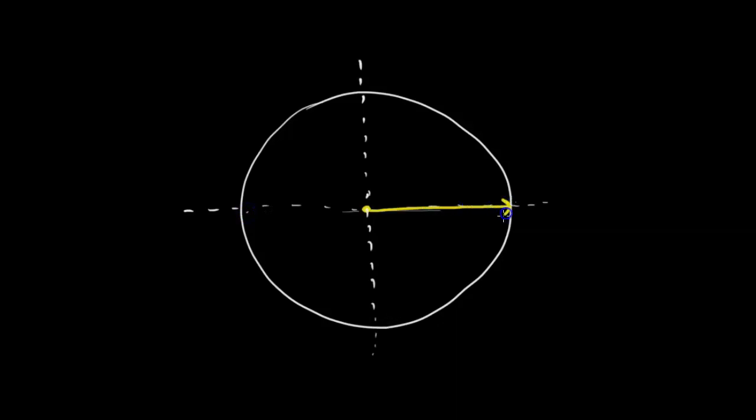Principal arm lies on the positive x-axis, so this yellow line is going to be called principal arm. Let's mark it with PA. Terminal arm is the arm that is going to go around the circle. So let's say if terminal arm is here, then the angle formed between the terminal arm and the principal arm is called the principal angle, represented with theta.